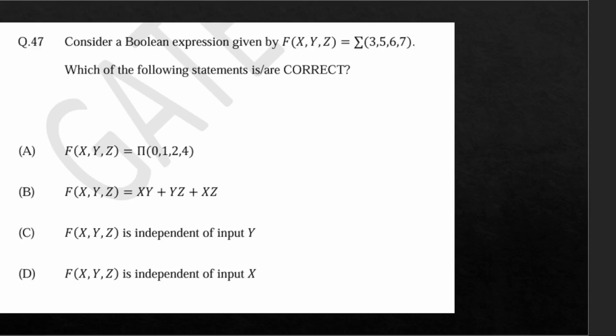Let's start solving this question. I'm giving a minute to read this question properly so that you can think about it, and I will help you to solve it. So everyone read the question properly and let's discuss how to solve it.